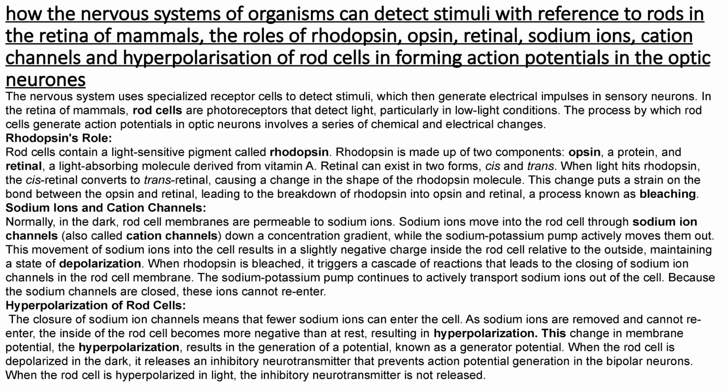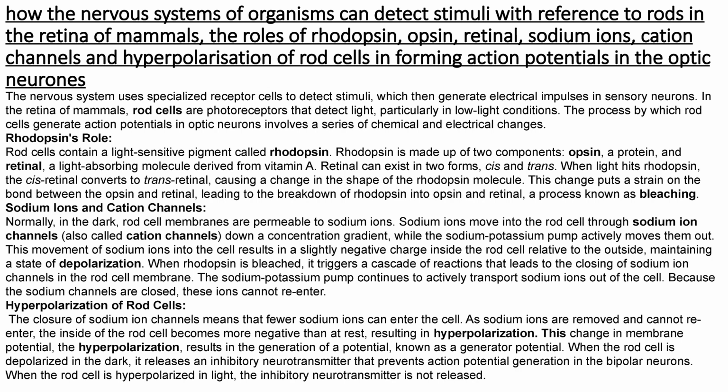Now, the role of sodium ions and cation channels. Normally, in the dark, rod cells' membranes are permeable to sodium ions. Sodium ions move into the rod cells through sodium ion channels down a concentration gradient, while the sodium potassium pump actively moves them out. This movement of sodium into the cell results in a slightly negative charge inside the rod cell relative to the outside, maintaining a state of depolarization.